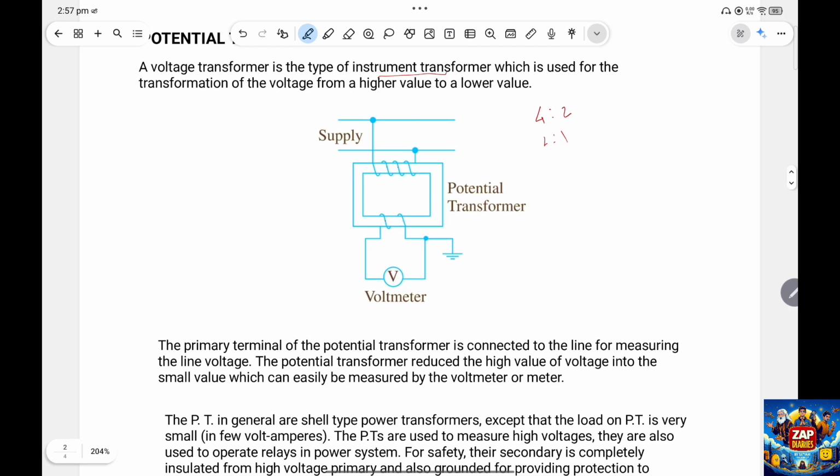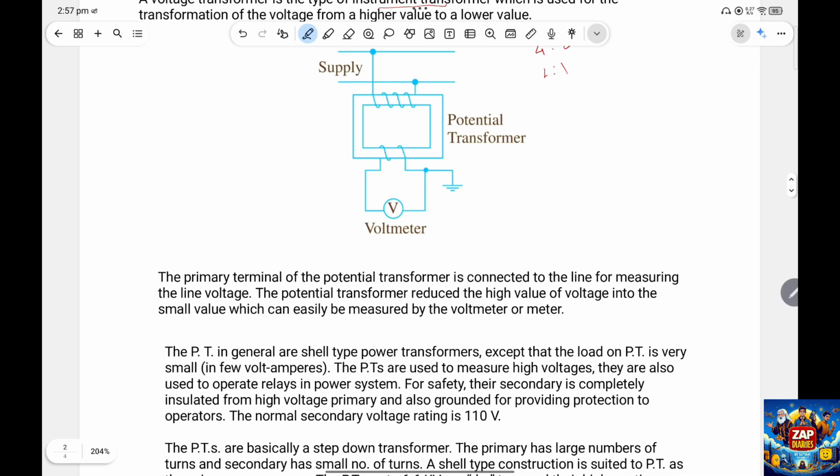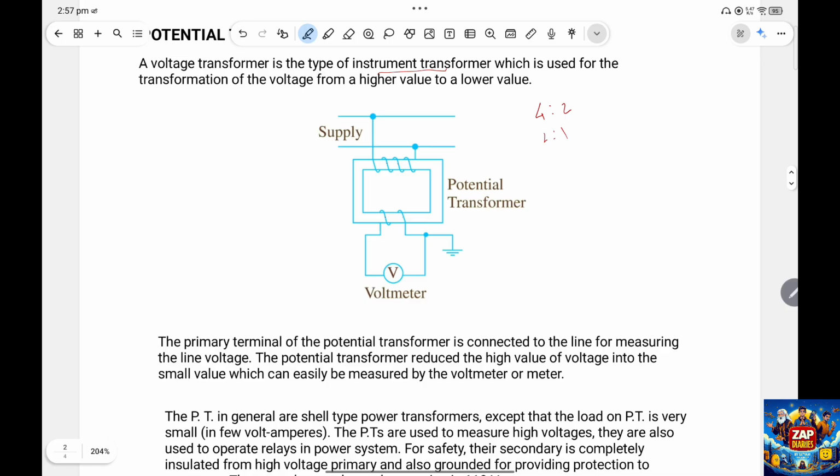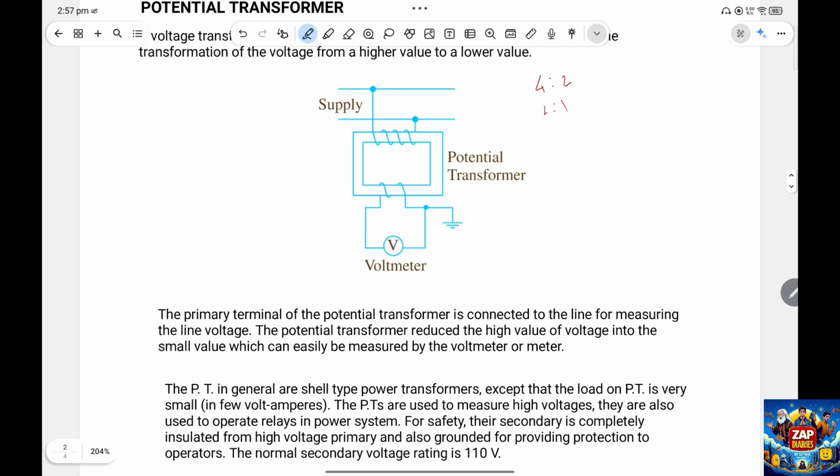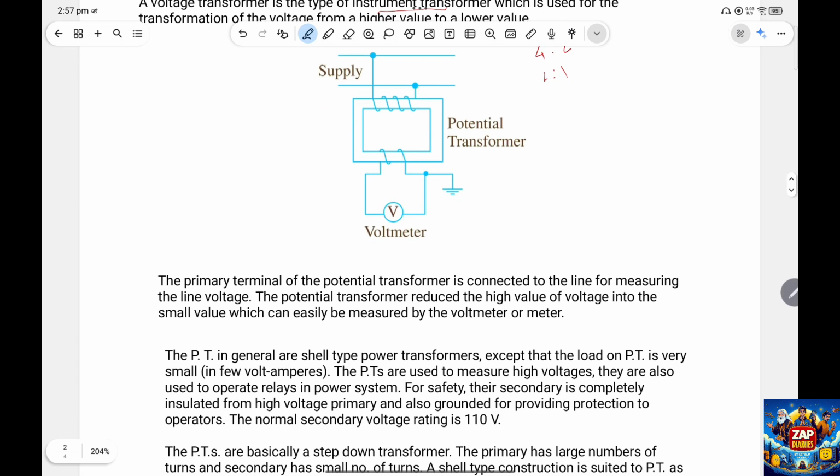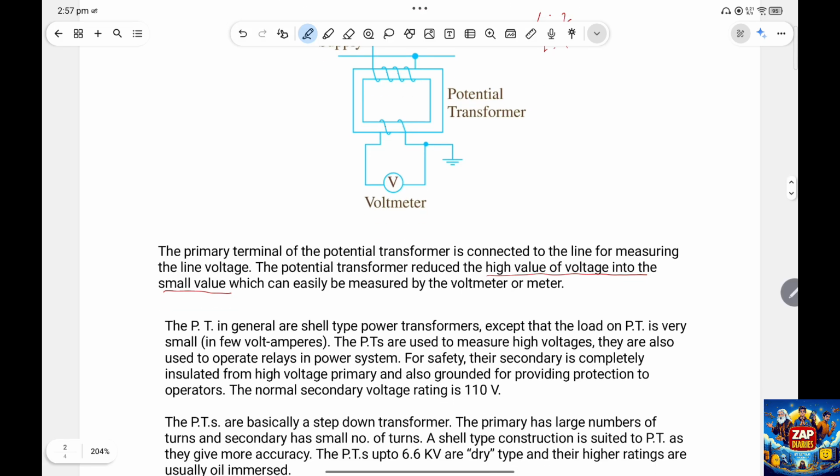So in the secondary part we have the voltmeter to measure the step down voltage. The primary terminal of a potential transformer is connected to the line for measuring the line voltage. So this is the supply, and from the supply we are getting two lines, and from here tappings are taken for the potential transformer. The potential transformer reduces the high value of voltage into a small value which can be easily measured using a voltmeter or any meter.